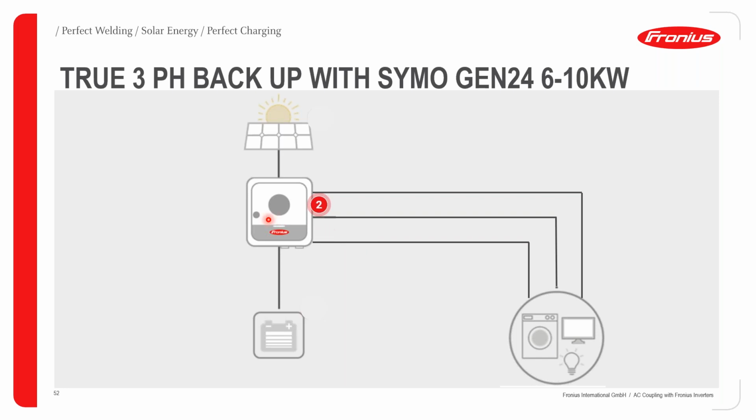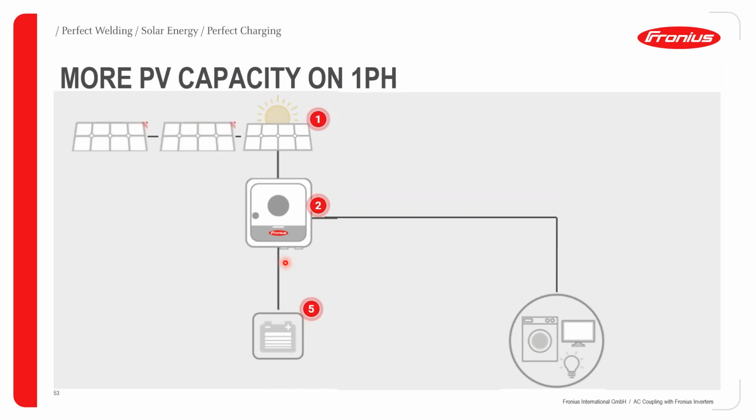feature of the Gen 24 Plus inverter, the true 3-phase backup with the SYMO Gen 24 Plus with power class 6 to 10 kilowatts. So with this, you can actually have true 3-phase backup, meaning that you can get as much as the inverter capacity as your backup. And this is a pretty good advantage that the Gen 24 Plus hybrid inverter has over other such competitor products. Good. Also, as an advantage, you can have more PV capacity on one phase.